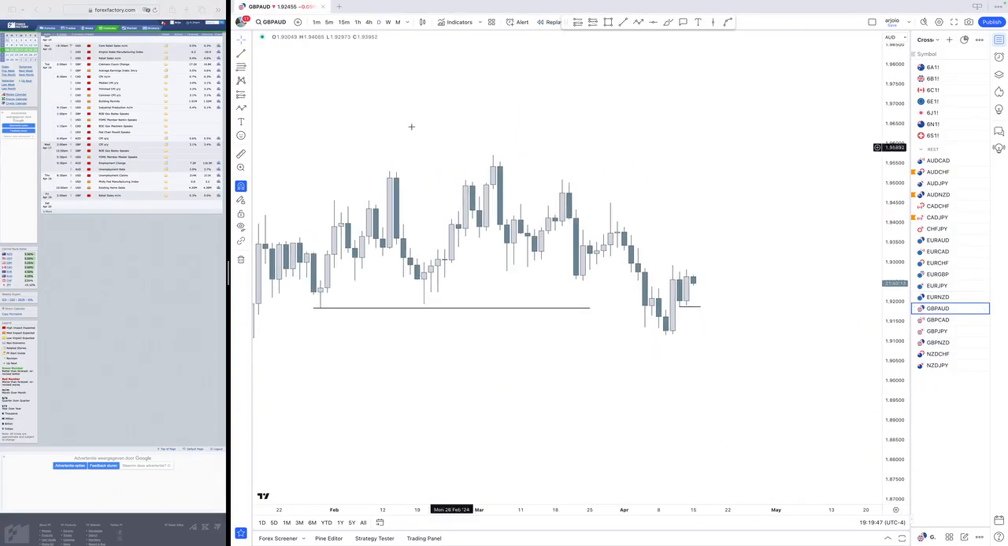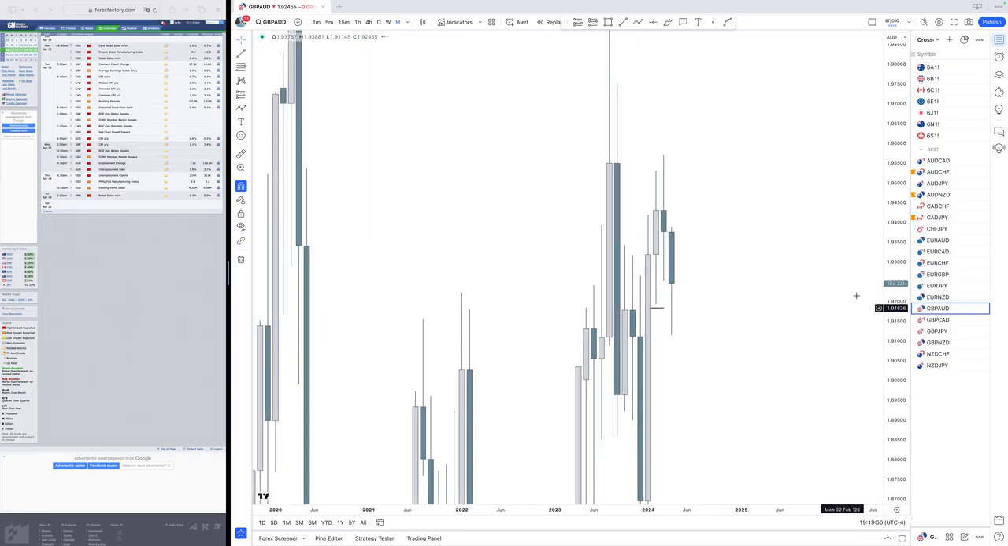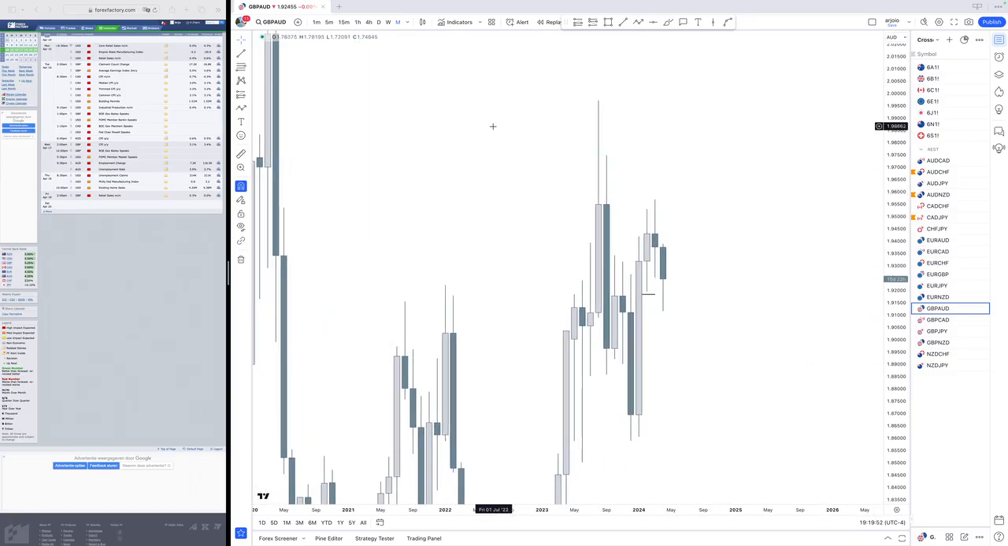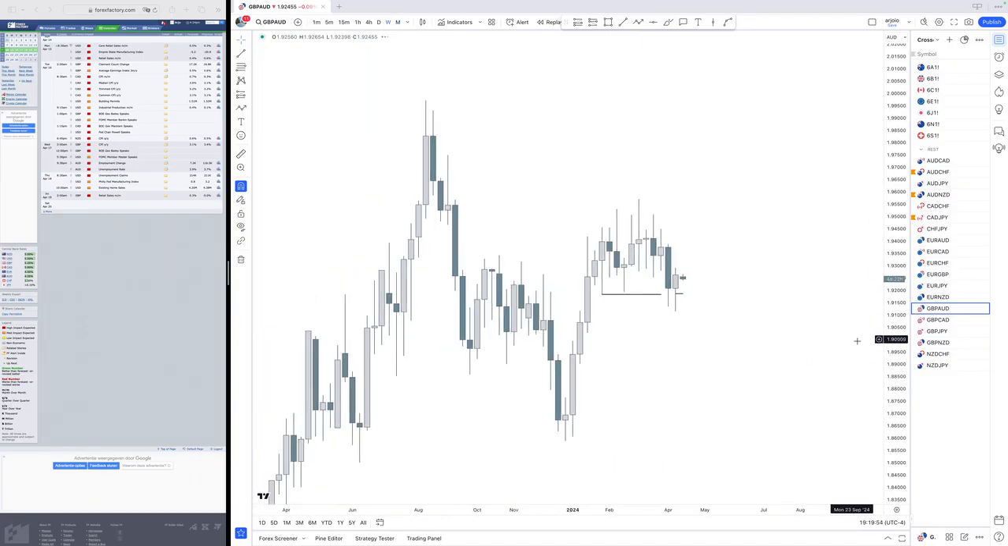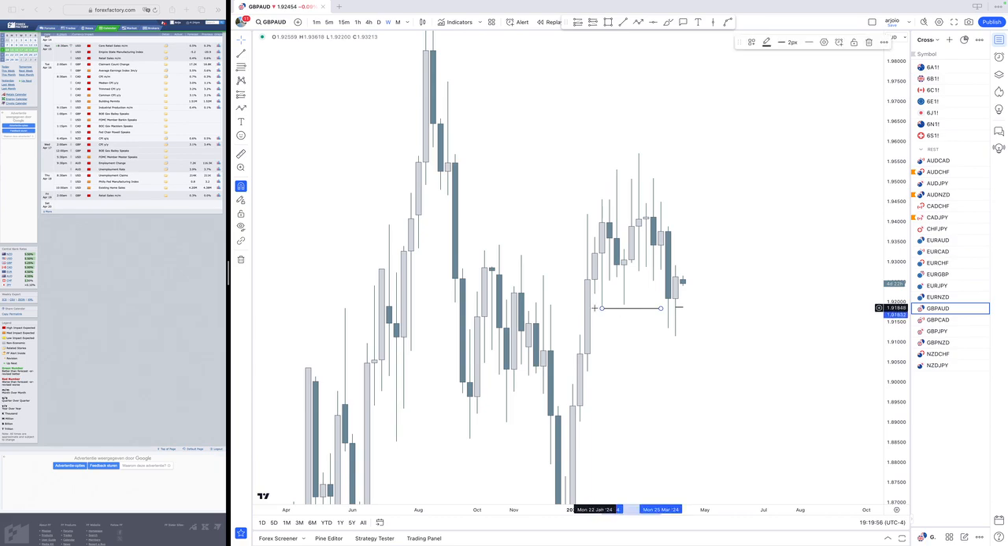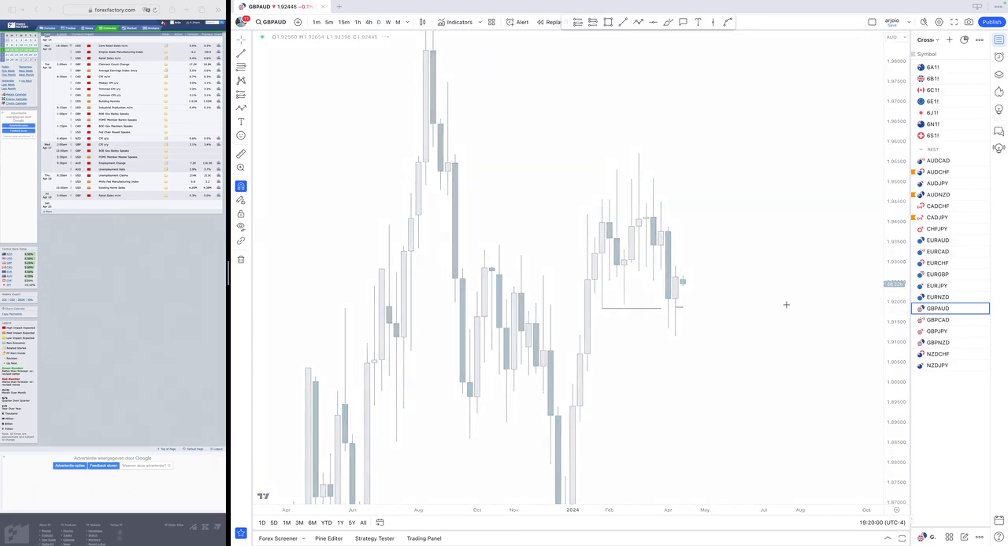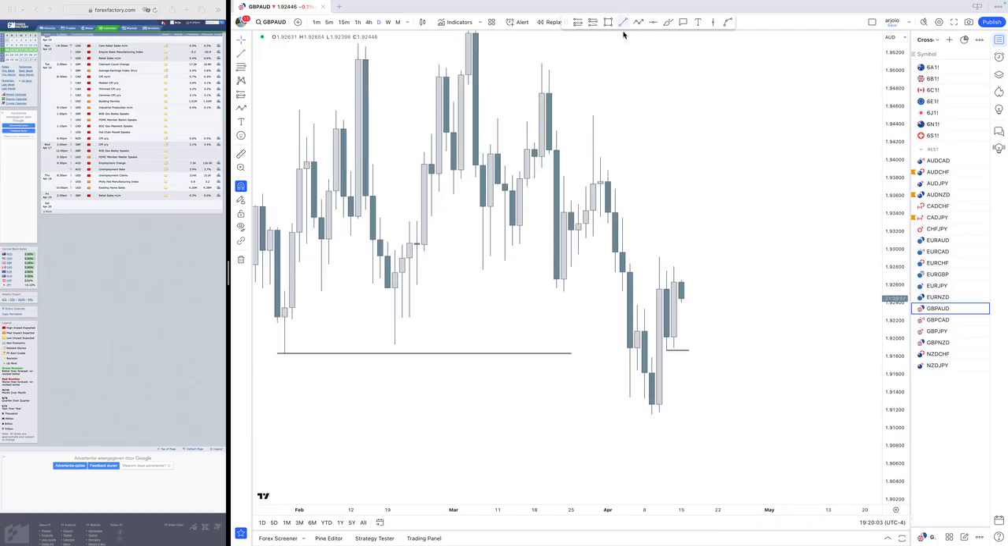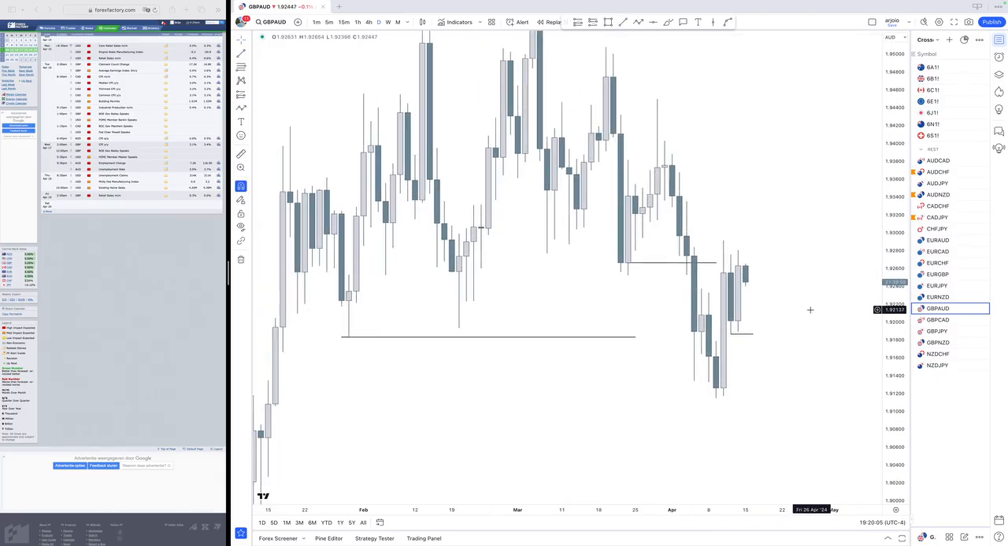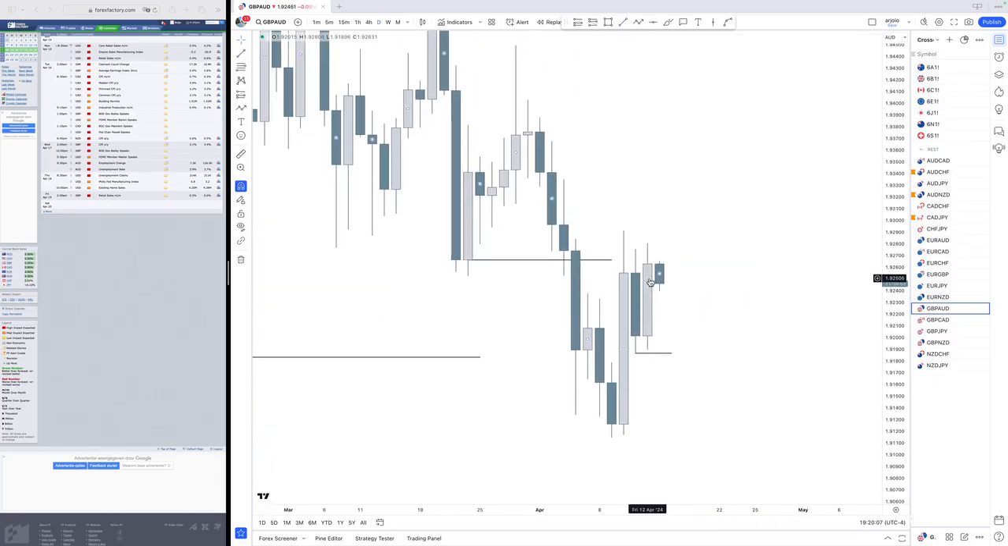GBP Australian dollar, let's see. On the monthly, not the clearest. Weekly, potentially sweeping these swing lows right there to continue higher. That could be quite interesting. On daily, what do we have? We're running into this resistance. The 2 candle rejection has early signs of potentially failing right there.